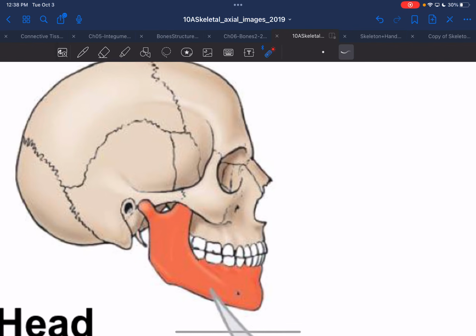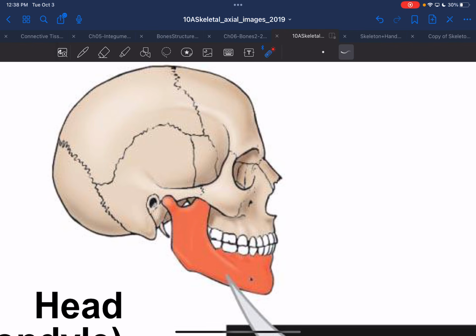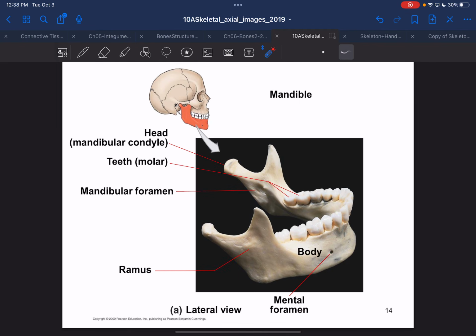And then the mandible now. The mandible is one piece, even though the maxilla was two. That's something that's easy to confuse. But the mandible is technically only one piece, so don't look for two mandibles. You should be looking for one.